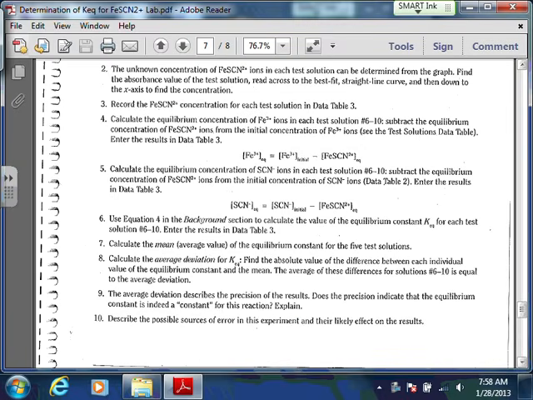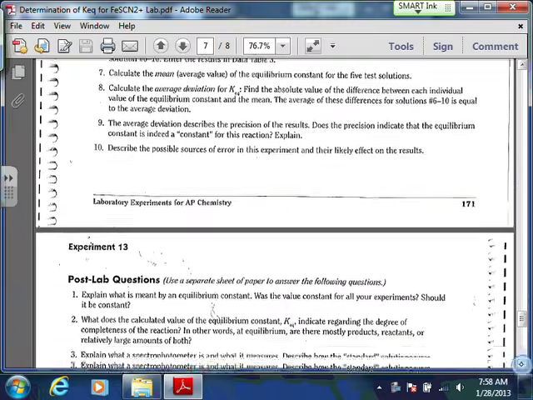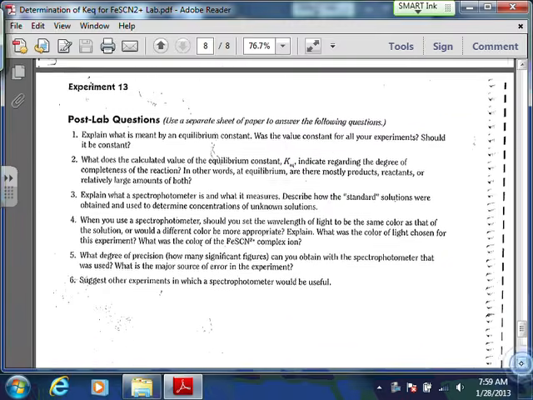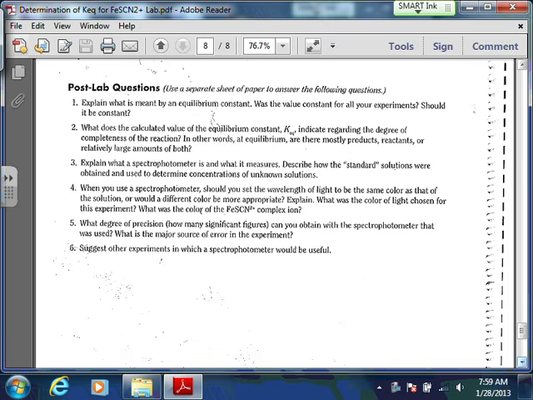The average deviation describes the precision of the results. Does the precision indicate the equilibrium constant is indeed a constant? Okay, so I'm going to let you think about that one based on your data. Number 10, describe the possible sources of error in this experiment. Again, that's something that you can think about. Hopefully, at this point, you can figure out some of the things that could have made that error greater.